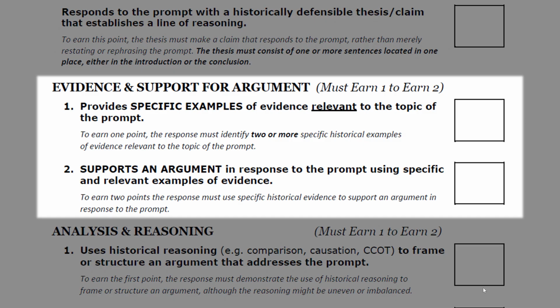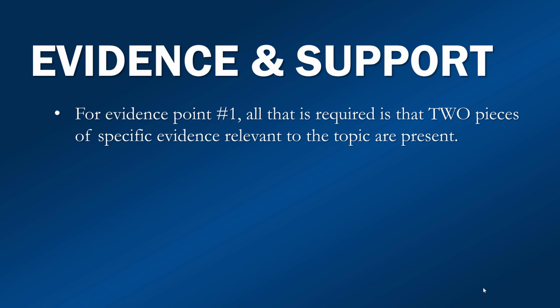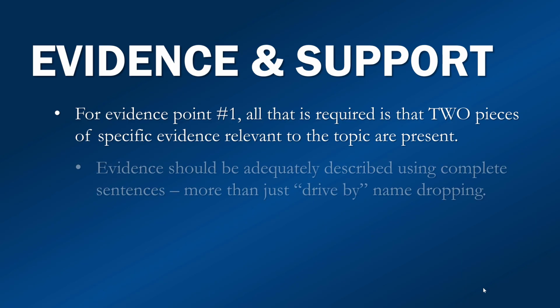So, the first point, the evidence is there. It is relevant to the topic. The second point is the evidence is there, relevant to the topic, and it supports the specific argument or claim that you're making in response to the prompt. A few notes on this. First of all, for evidence point number 1, all that's required is that 2 pieces of specific evidence relevant to the topic are present. Evidence should be adequately described using complete sentences, more than just what I call drive-by name dropping, okay? This isn't just mentioning something real quick and moving on, but showing that you actually understand this evidence that you're using.